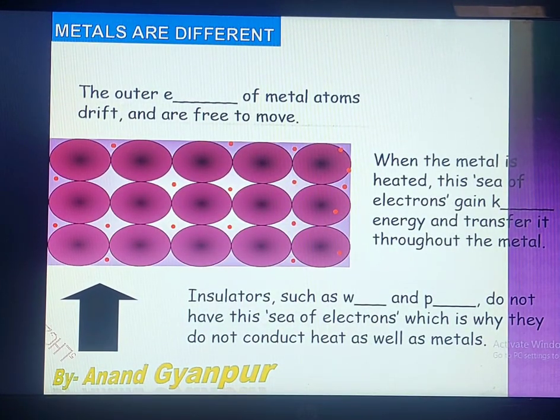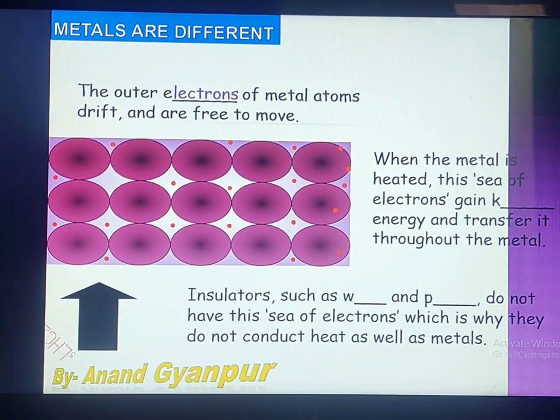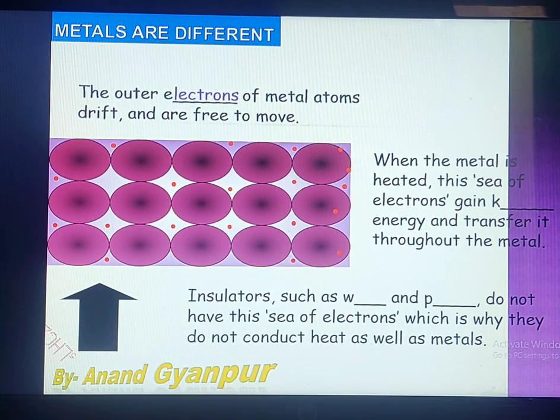Now here is another example. Metals are different. The outer electrons of the atoms drift and are free to move. Here you can see the internal molecular structure of this steel plate, and the small red spots are electrons. So the outer electrons of metal atoms drift and are free to move. Whenever we heat the metal strip, the electrons move and vibrate. So by the vibration, the electrons move from one place to another place.